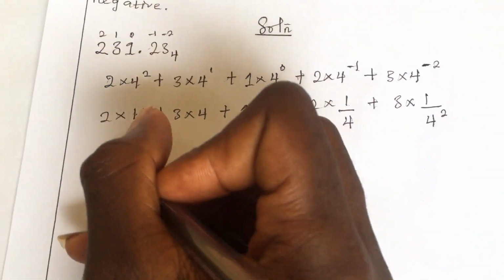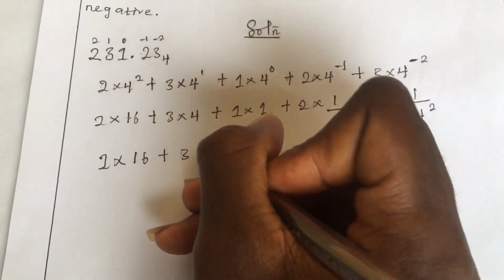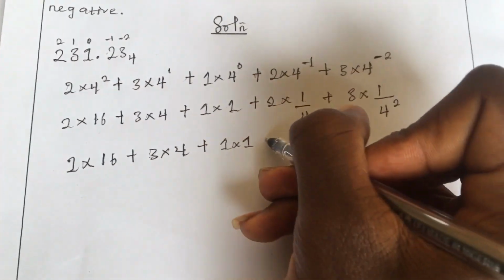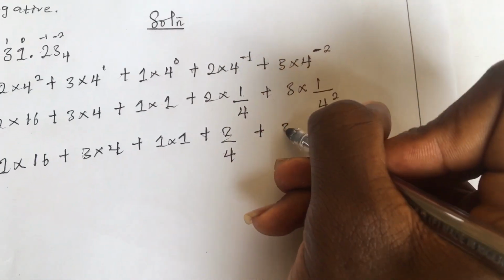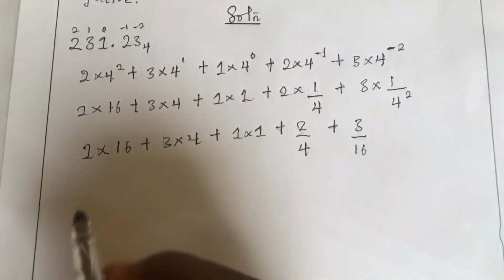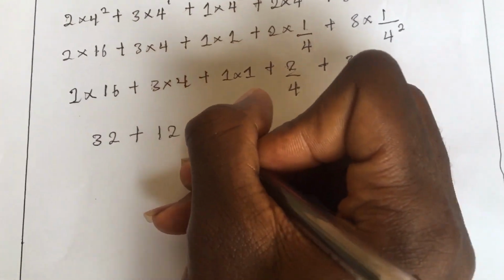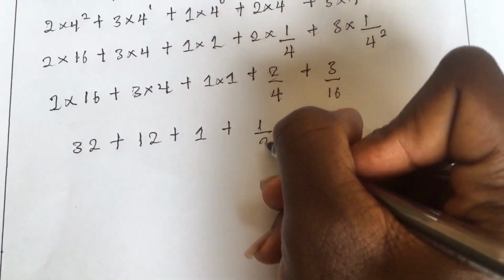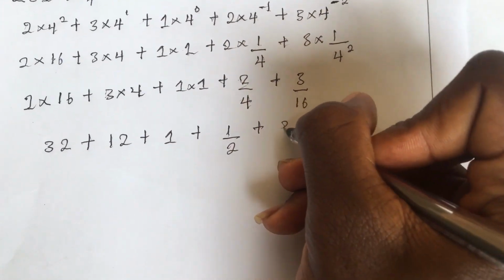So I'm going to have 2 times 16 again, plus 3 times 4, plus 1 times 1, plus 2 over 4, plus 3 over 4 raised to the power of 2, that's 16. So this is going to give me 32 plus 12 plus 1 plus 1 over 2. If you break this down, 2 divided by 2 is 1 and 2 in 4 is 1, plus 3 over 16.